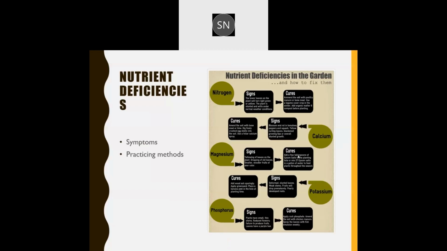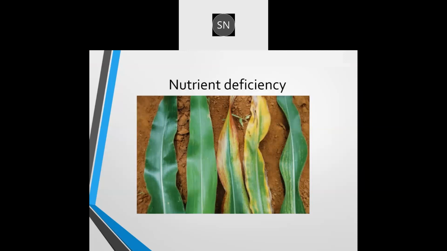Okay, so step by step, this is about the nutrient signs, the visual symptoms that we can see on plants, on our crops, and how we are going to solve it, how we overcome those symptoms, those deficiencies. Of course, in normal terms, we apply fertilizer, but the symptom is regarding what element is missing? How do we identify that?